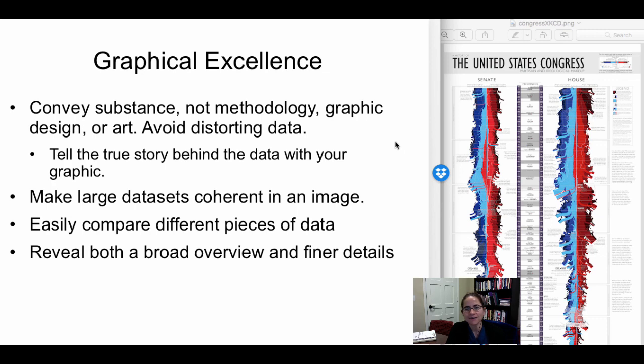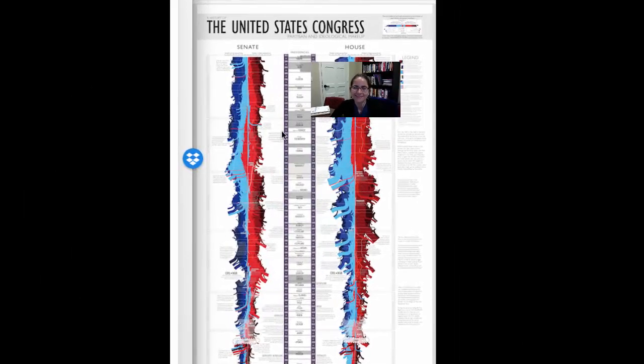And this is what I absolutely adore about my favorite graphic, which is of the United States Congress. And here I am a United States Congress nerd. So this is my favorite graphic because it lets you see a broad overview of the entire history of the United States. You can find this by Googling Congress XKCD. And you've got Republicans in red, you've got Democrats in blue. This starts in the 1790s at the bottom and goes all the way up to the modern day.